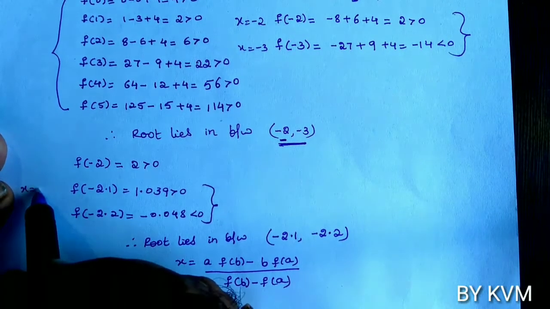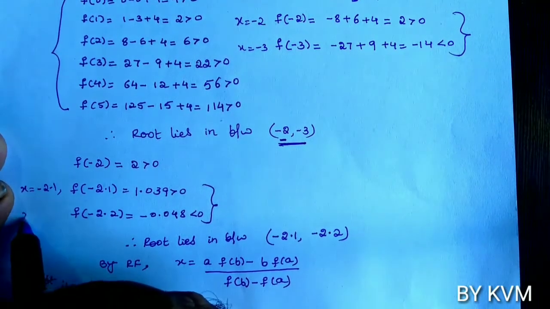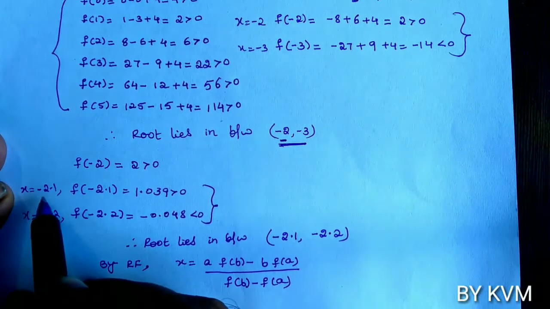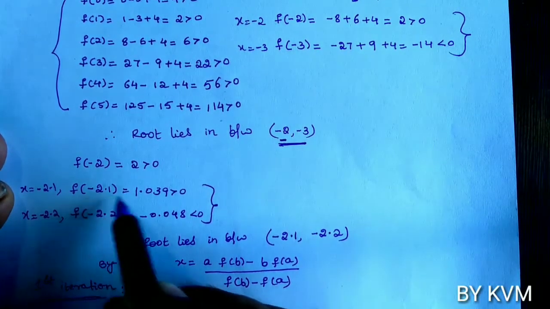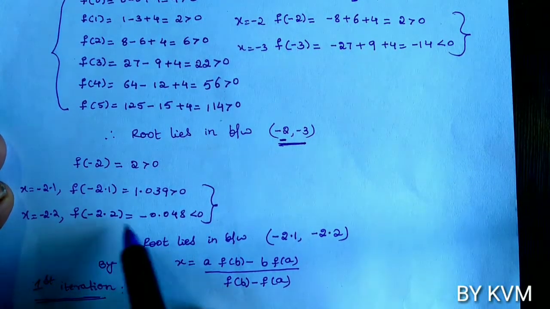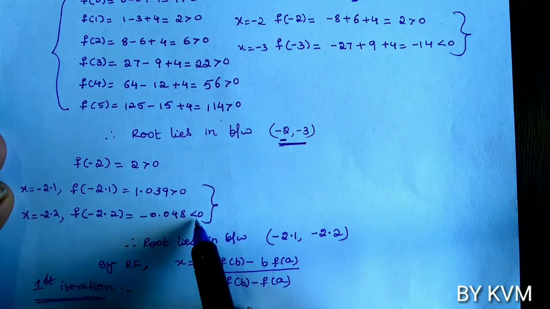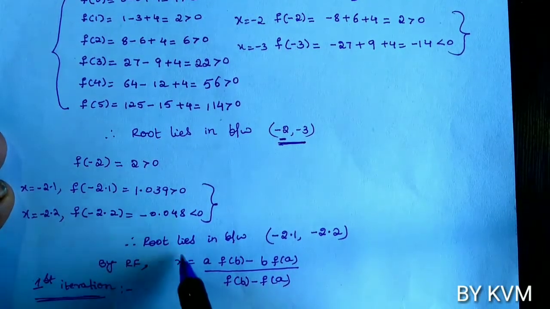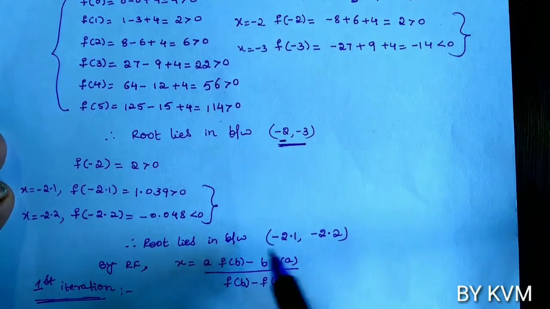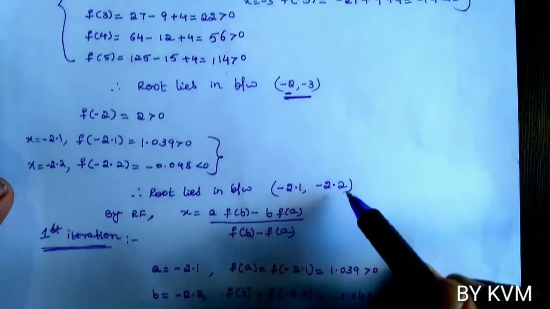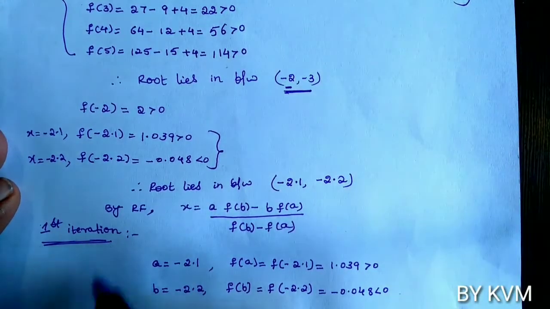So here x is minus 2.1 and here x is minus 2.2. When x equals minus 2.1, f of minus 2.1 is greater than 0. When x equals minus 2.2, f of minus 2.2 is minus 0.048, less than 0. So one value is greater than 0, another value is less than 0. So the root lies in between minus 2.1 and minus 2.2. So now we start the iteration process.